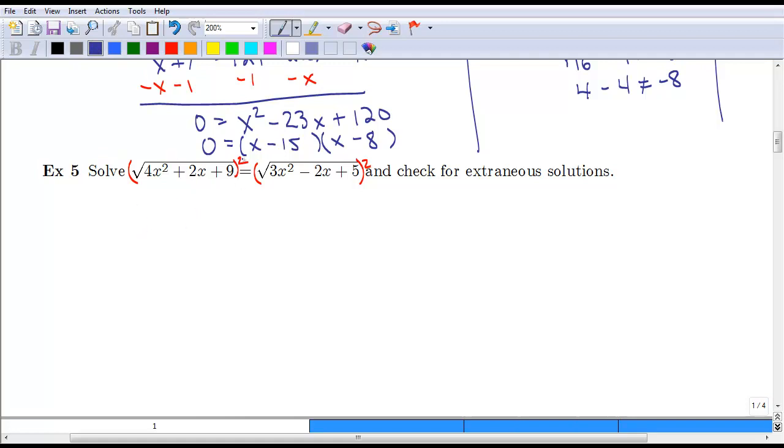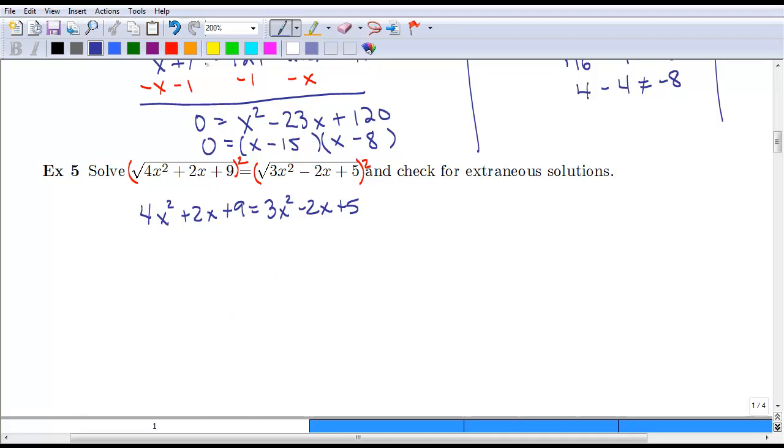And when we square the left side, we get rid of the square root, so we are left with 4x squared plus 2x plus 9. If we square the right side, we are left with 3x squared minus 2x plus 5. So that one wasn't too bad.